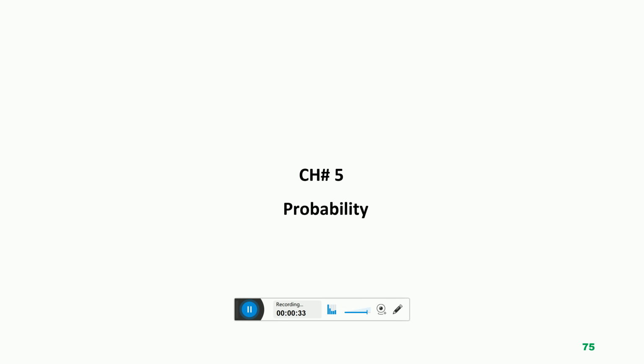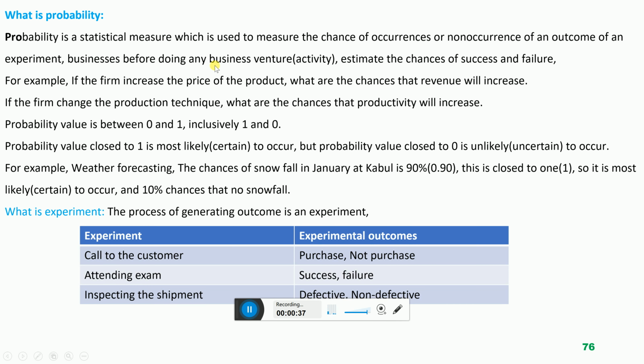The businessman, while taking any business decision, estimates the chance of success or failure of this decision, that is, how much are the chances that this business venture will be successful and how much are the chances that it will fail.